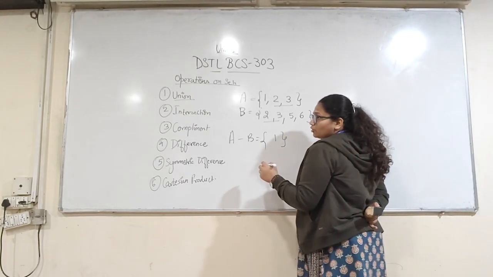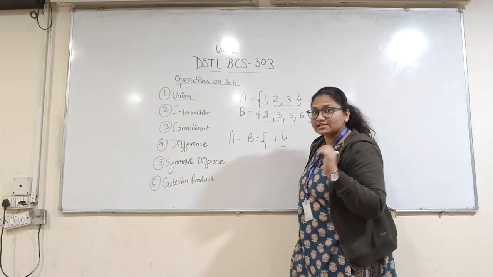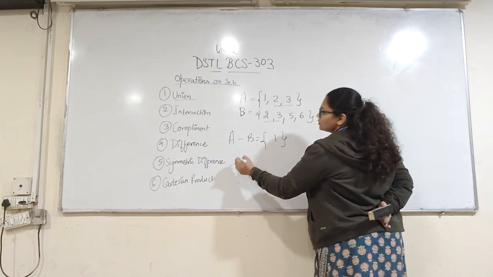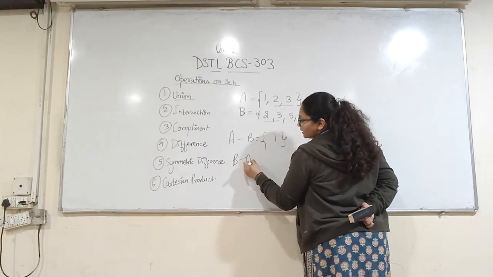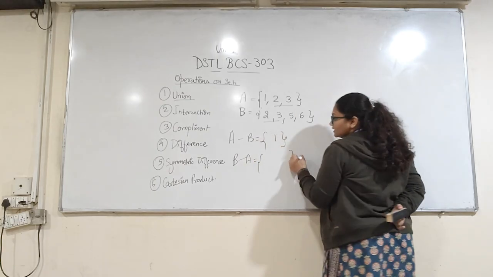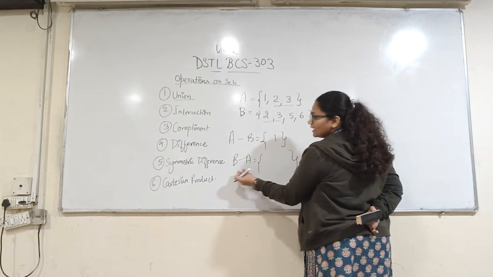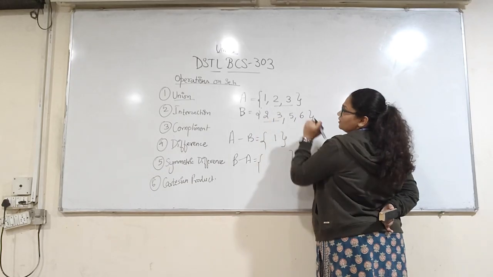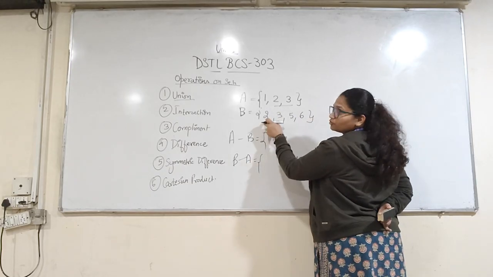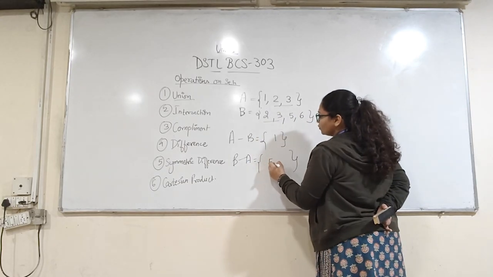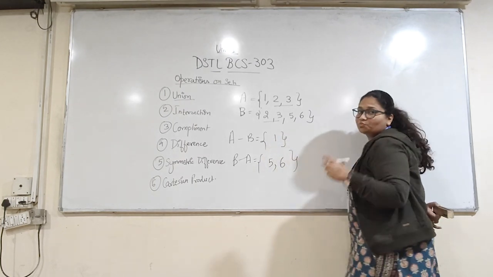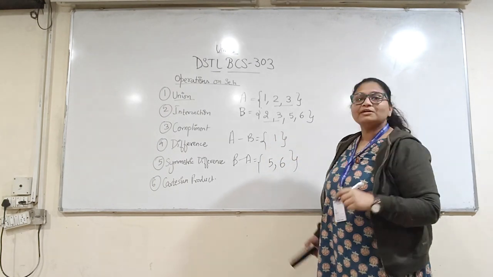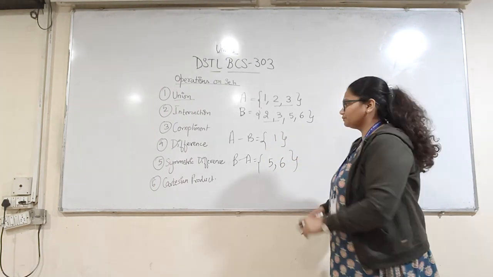Now, you must be wondering if B minus A is also same? No. B minus A here will be writing the elements of B but eradicating the elements which are there in A. 2 and 3 are in A. So, we are eradicating A. We will not write 2 and 3. We will only write 5 and 6. So, B minus A will be these two elements 5, 6.